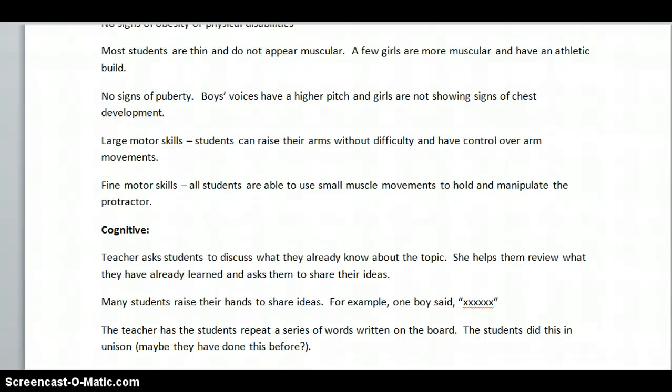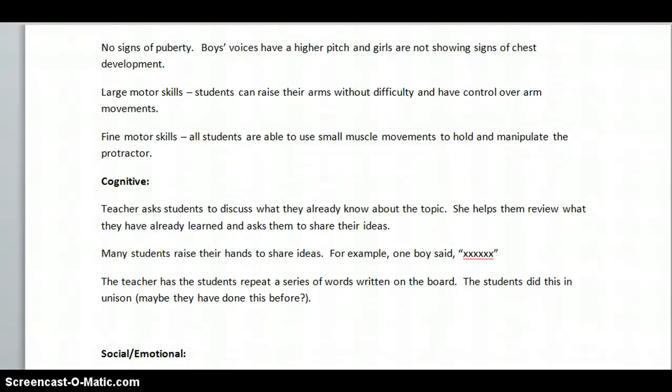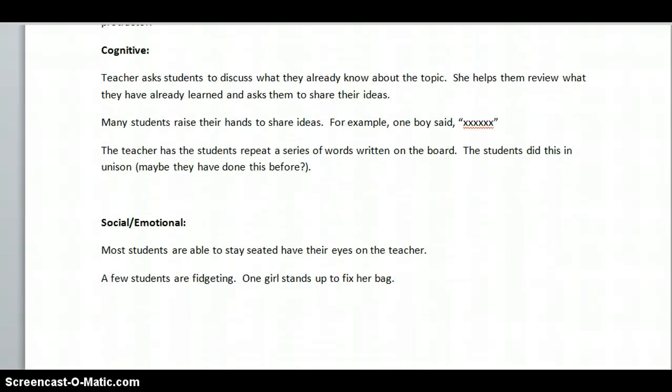And then for also physical, you can list anything related to motor skills. So, students can raise their arms without difficulty and have control over arm movements. Like for fine motor skills, they start using protractors later in the video, so all students are able to use small muscle movements to hold and manipulate the protractor. So those are areas of physical development that you can record.